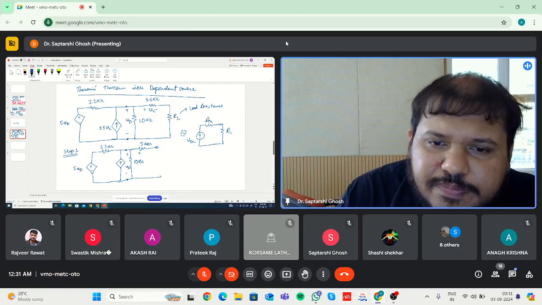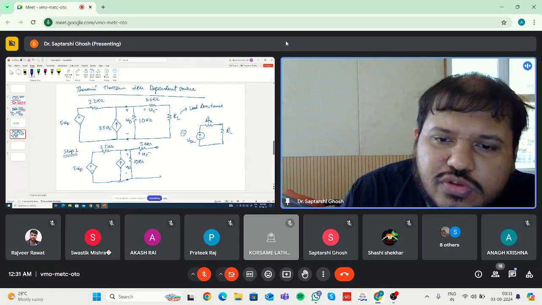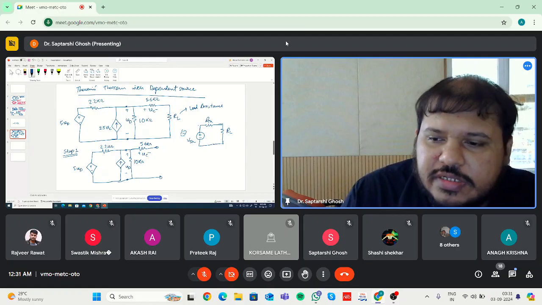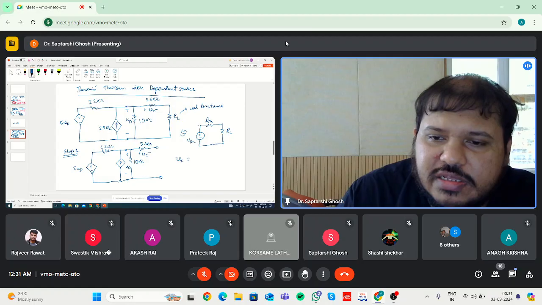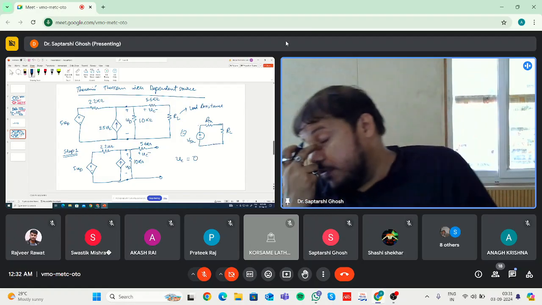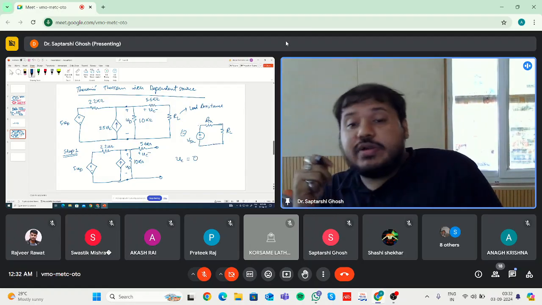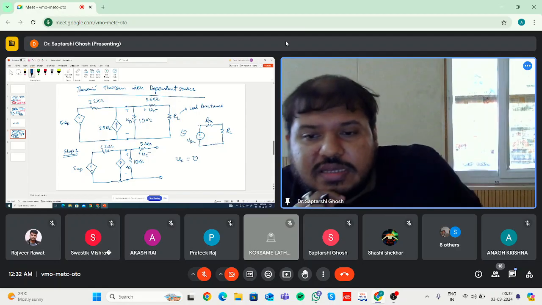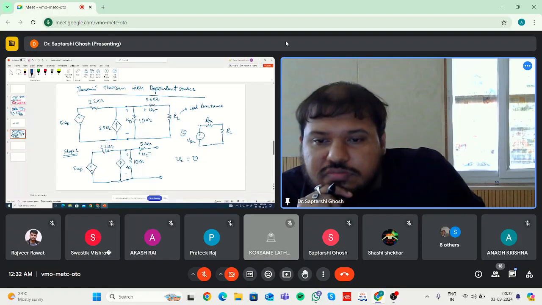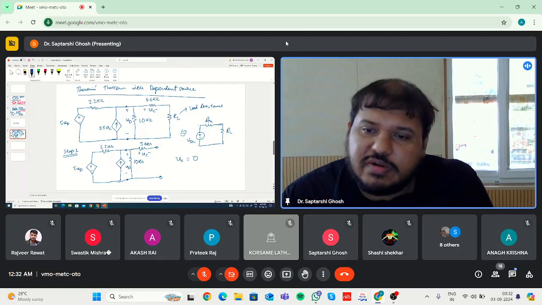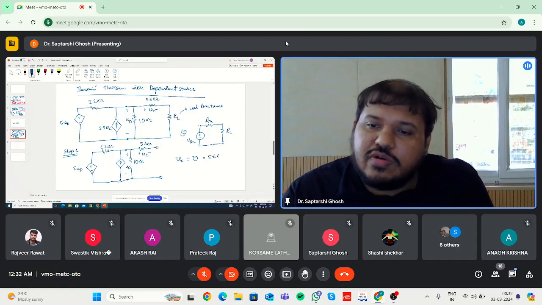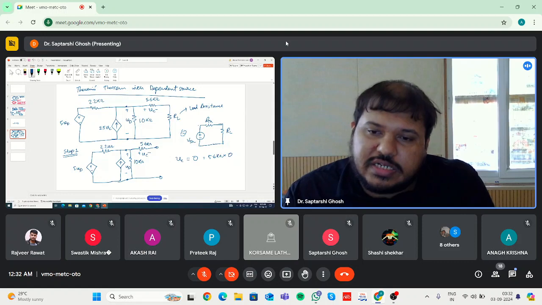And now here, plus minus VC, no current will flow through here because this is an open circuit. So no current will flow through this path, so VC will be equal to 0. That thing is clear. If no current flows through this 5.6 kilo ohm resistance, then VC will be equal to 0 because current I is equal to 0. That means this is equal to 5.6 kilo ohm multiplied by 0 current. That's why you are getting 0.